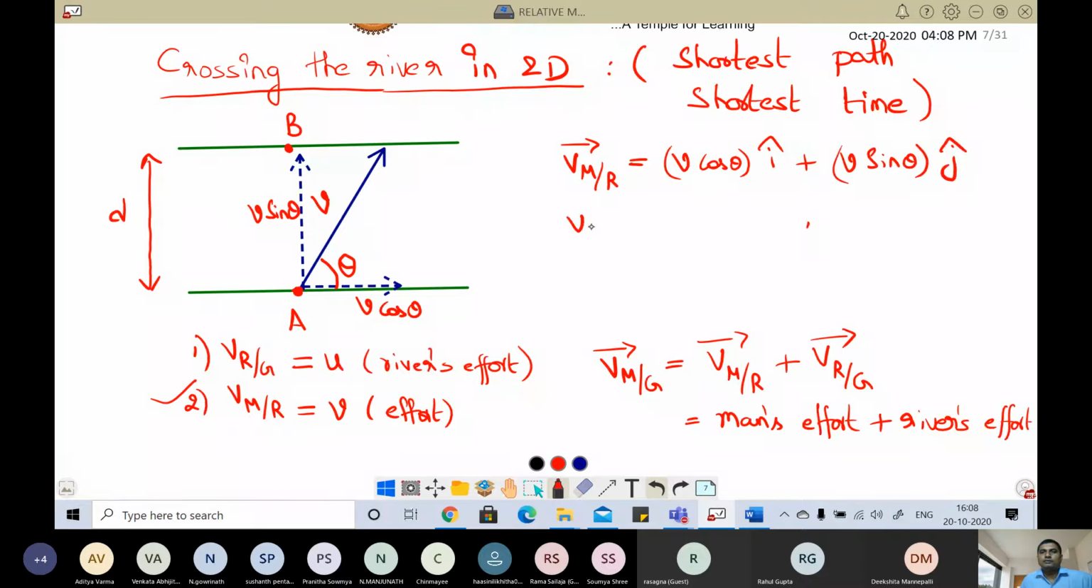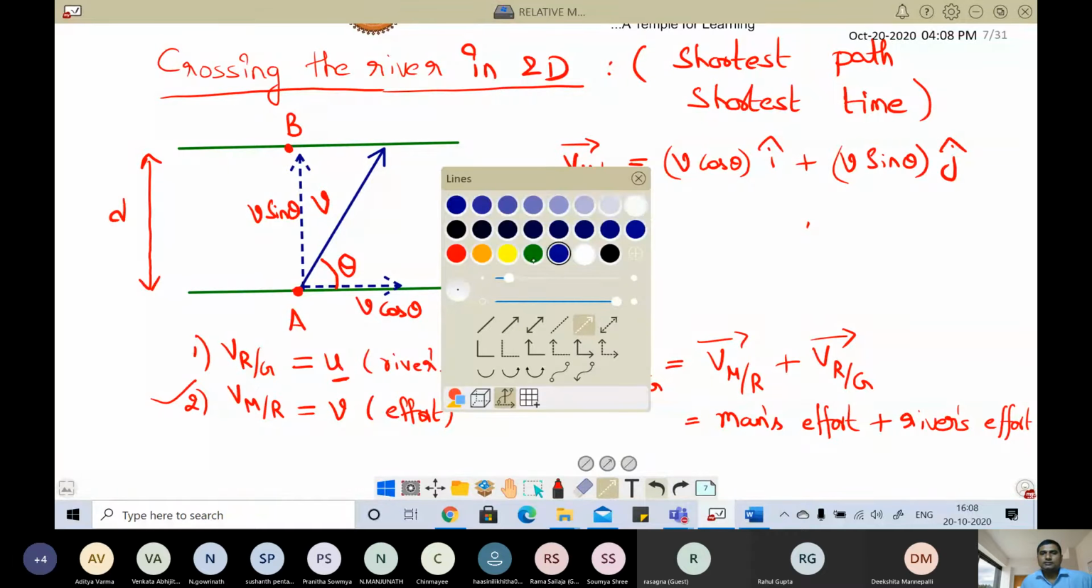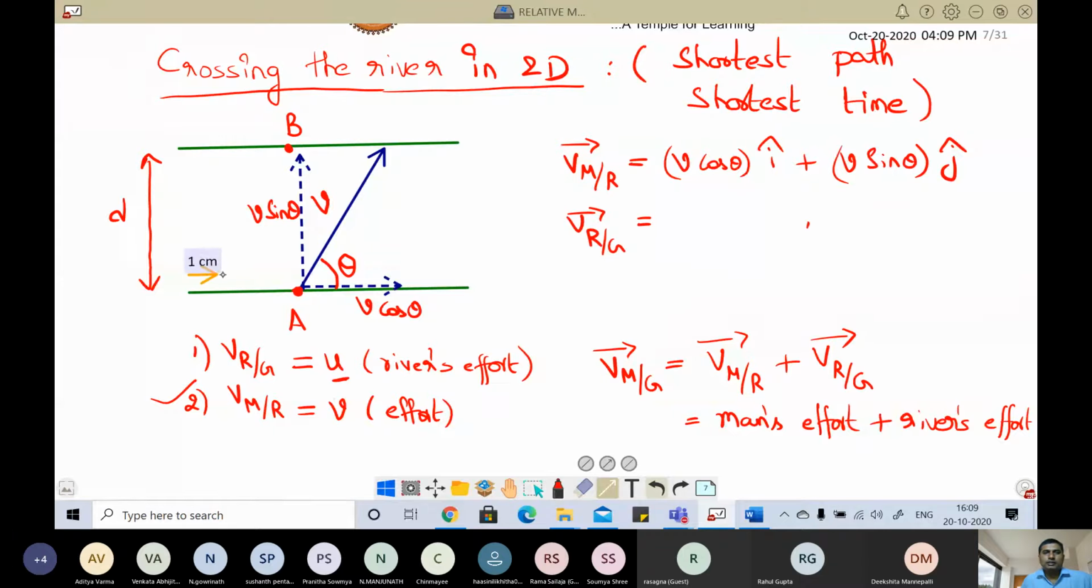And we know velocity of river with respect to ground is u. In which direction? We always take it in the right side direction. So that means it is going like this.